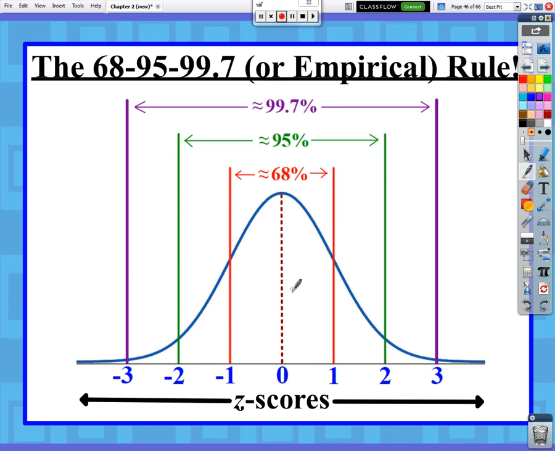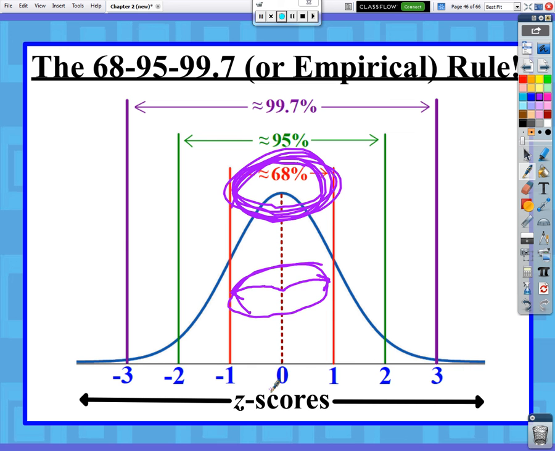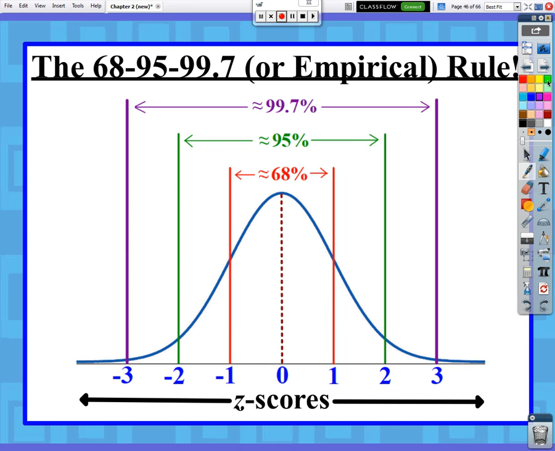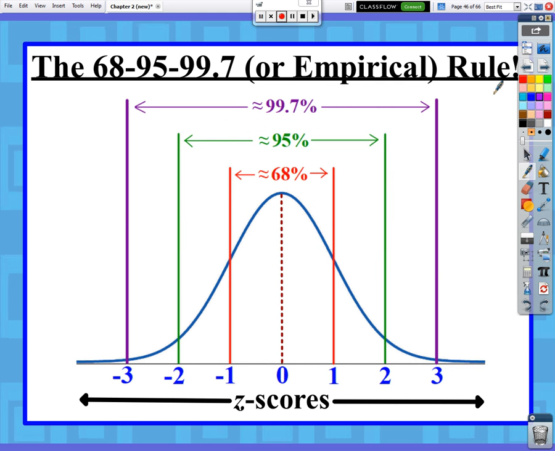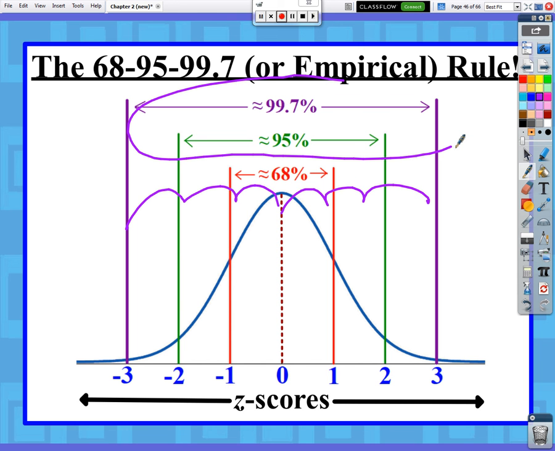So what it says is that if you were to go one standard deviation above and below the mean, which is a mean of 0 here on our standard normal curve, then approximately 68% of all values are within one standard deviation of the mean. If we were to go out two standard deviations from the mean, 1, 2 below and 1, 2 above, then that represents approximately 95% of all of the data. And if we were to go out three standard deviations below or above the mean, then that represents 99.7%.